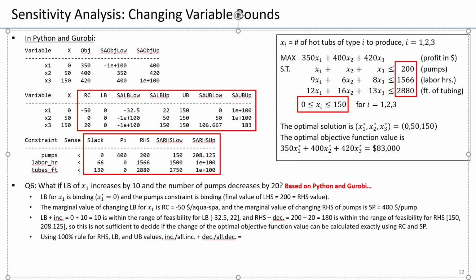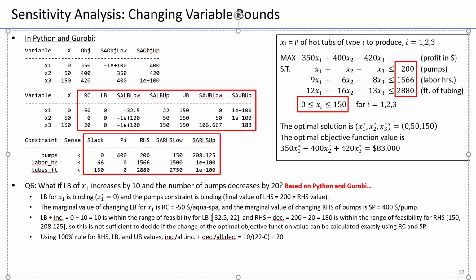So I will say, okay, the first increase is by 10, and what is the allowable increase for this lower bound? Well, since I know the value can go up to 22, that's the maximum value, I have to take 22 minus the current lower bound. So this will be 22 minus 0. So the allowable increase happens to be equal to the upper limit because the starting value was 0. And then the decrease is 20 for the right-hand side.